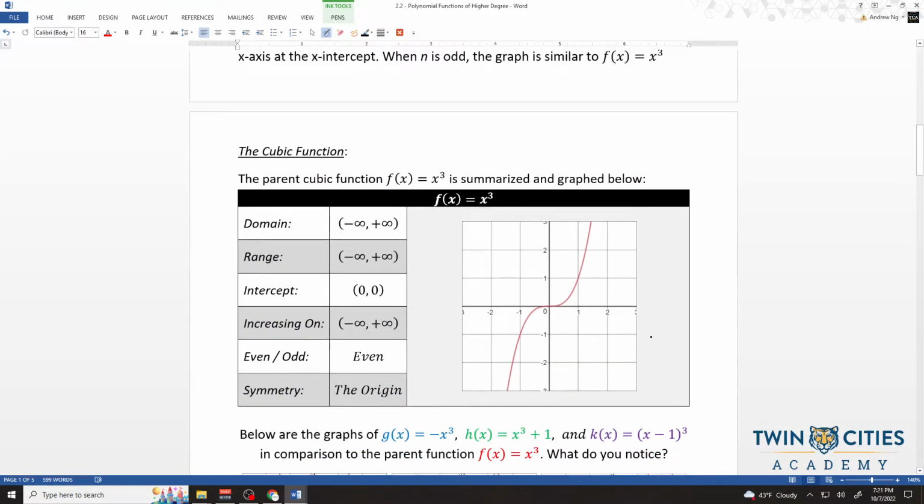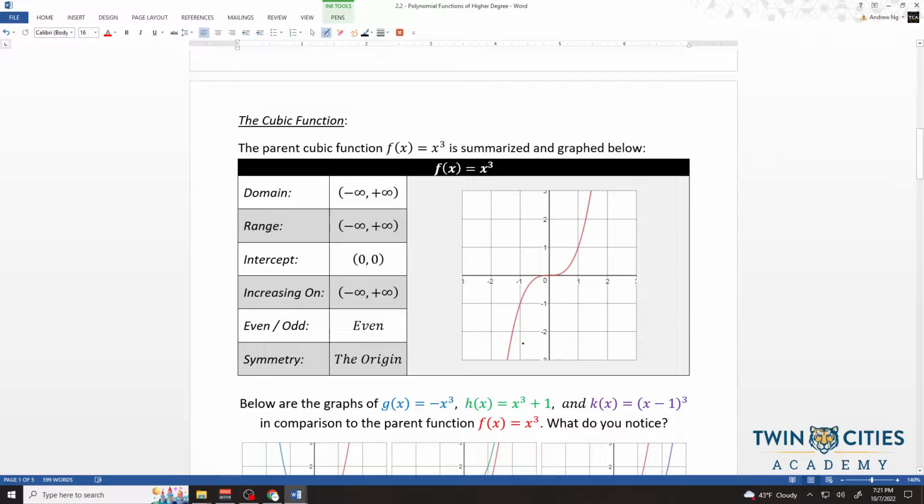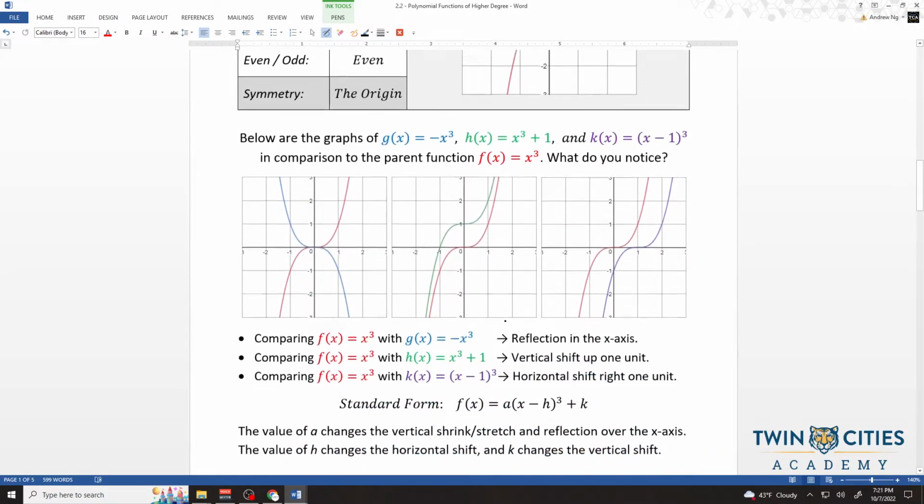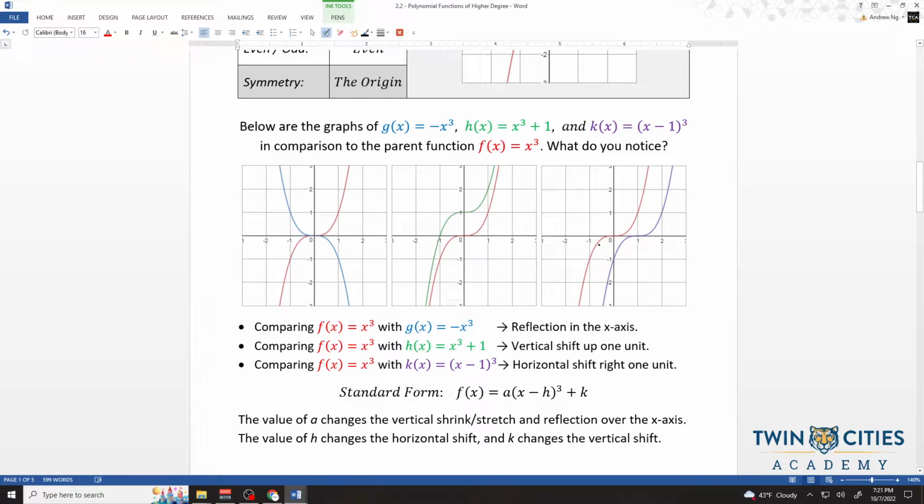So let's talk about the cubic function. It looks something like this. Some students kind of refer to this as looking kind of like a snake with a little bend here. And these are some more examples of how they might look.